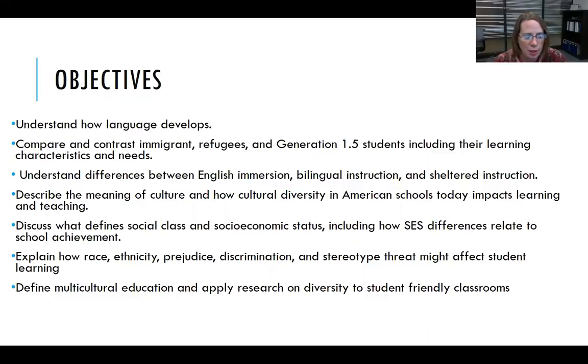To be able to explain how race, ethnicity, prejudice, discrimination, and stereotype threat may affect student learning. And then lastly, to be able to define multicultural education and apply research on diversity to student-friendly classrooms. So we won't be covering every single one of these today. However, we will be covering the majority of them and some of them at least partially.